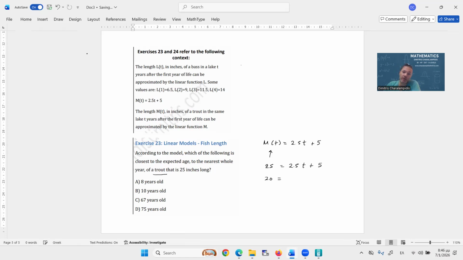It's 20 equals 2.5 times t, and then 20 over 2.5 equals t. 20 over 2.5 is equal to 8, so it should be 8 years old.